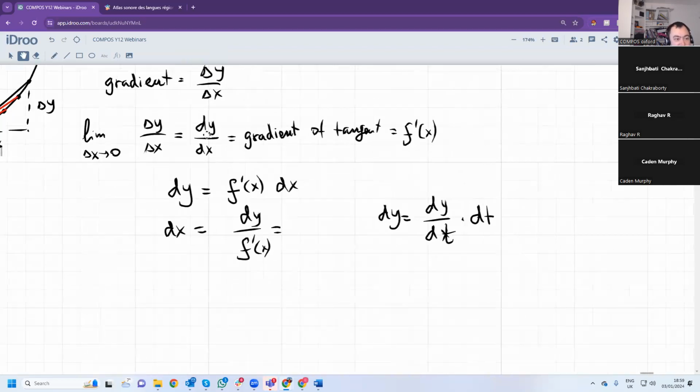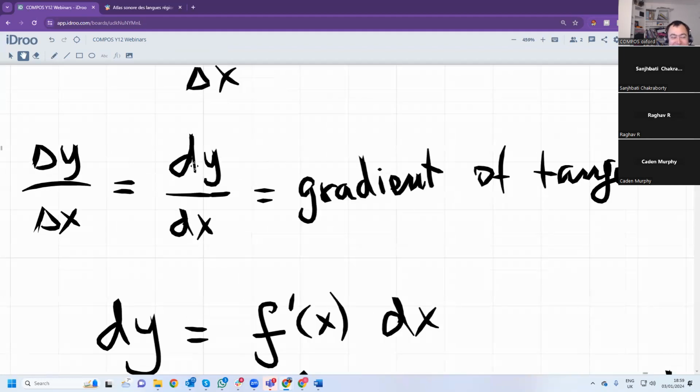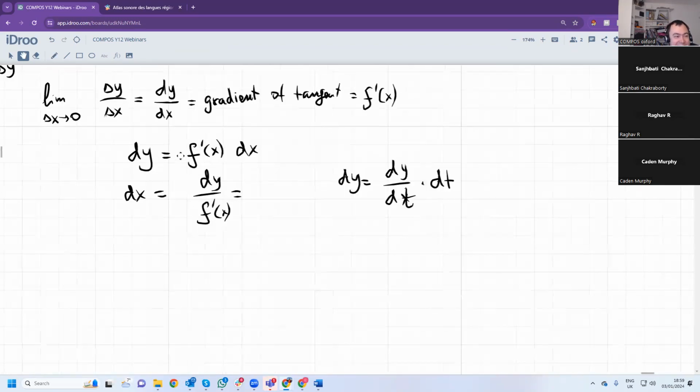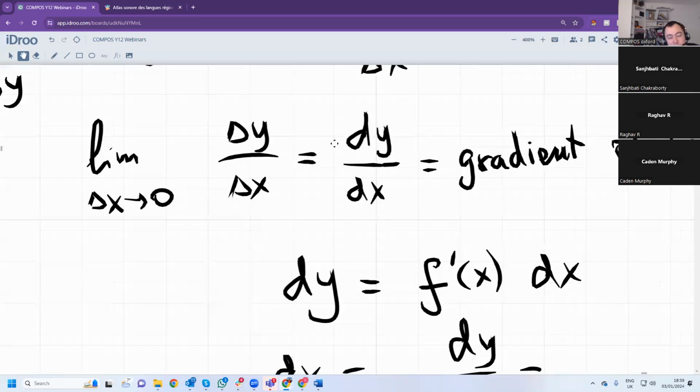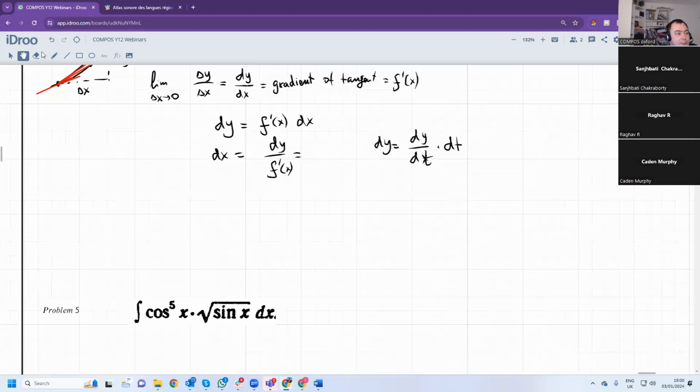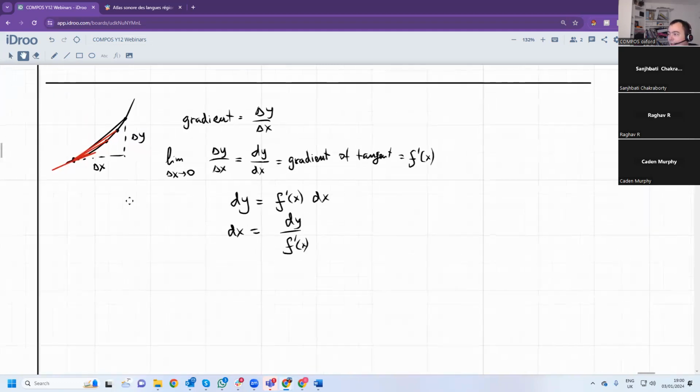But what you can't do is treat it as multiplication, because some people multiply d by y. That's not true. It doesn't work like that. d is a way to show infinitely small change. dy is an infinitely small change of y, whereas delta y is a change in y. Does that make sense, Caden? Does that answer your question? Okay, good.